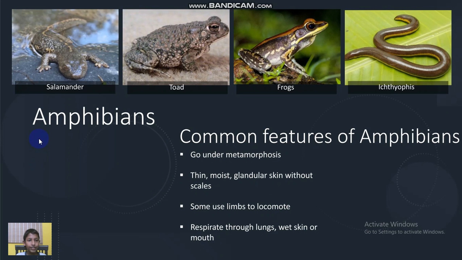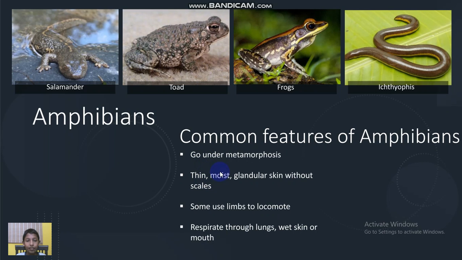The next category is amphibians. You can get some examples like toad, frogs, ichthyophis and salamander into the amphibian group. The common features include they go under metamorphosis, which is transforming to survive in water to survive in land.